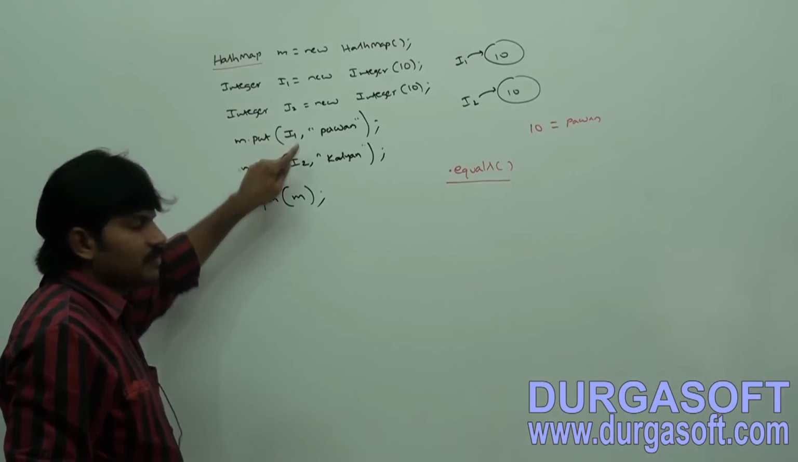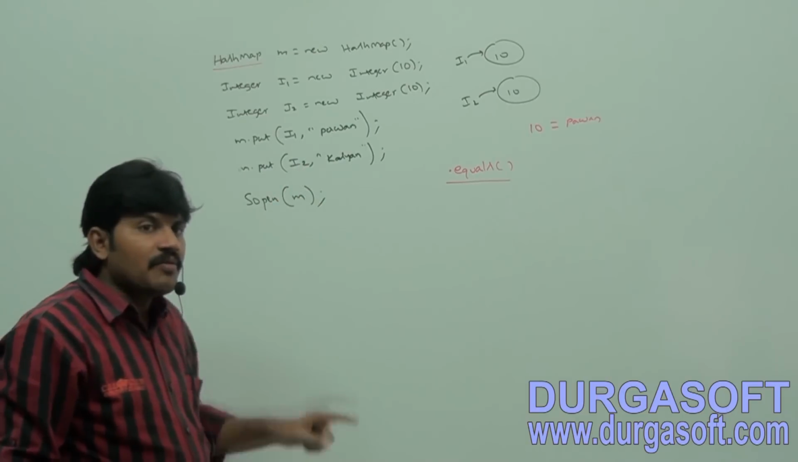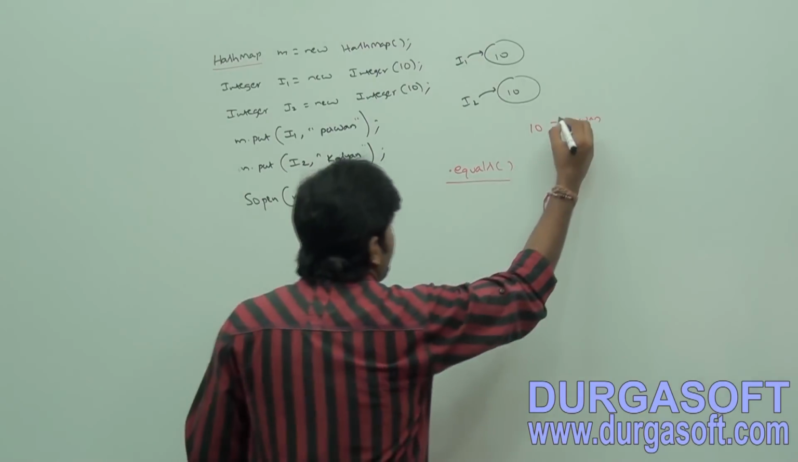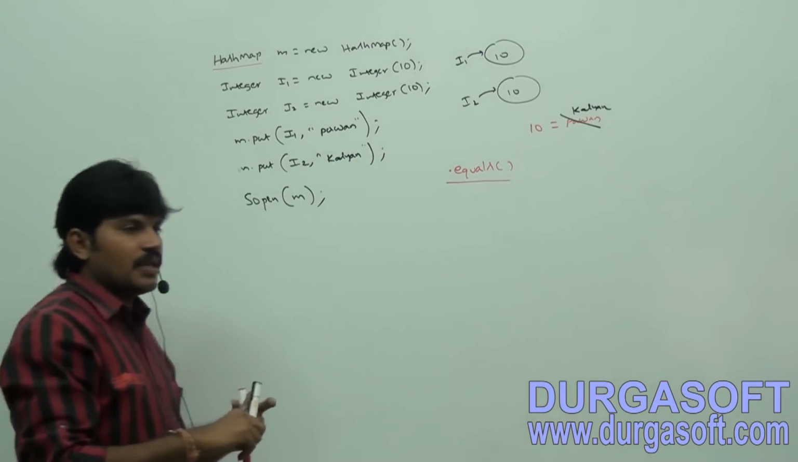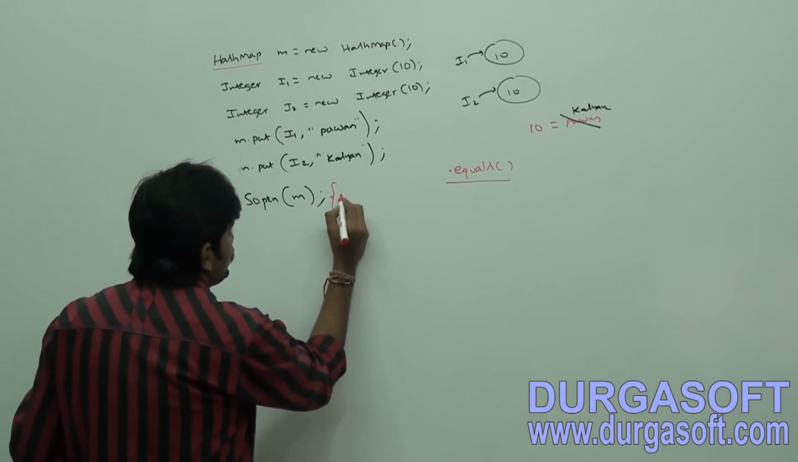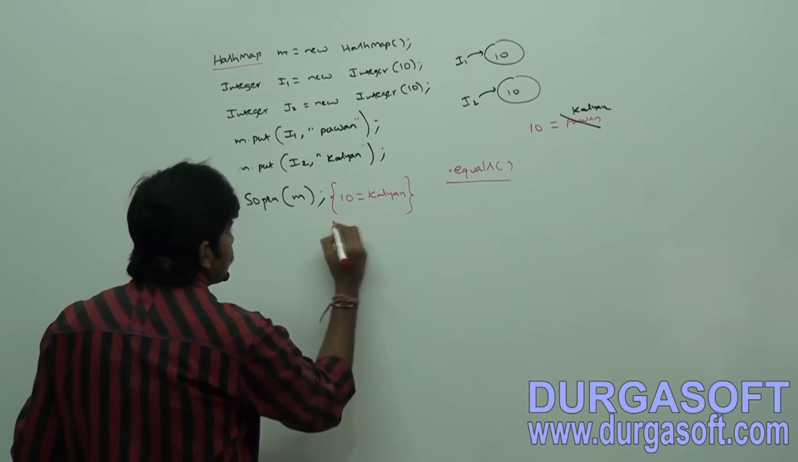I2.equals(I1) is true. Duplicate key. If the key is a duplicate, what will happen? The value will be replaced with the new value. So this value will be replaced with Kalyan. Now System.out.println of M, the answer is {10=Kalyan}, right?